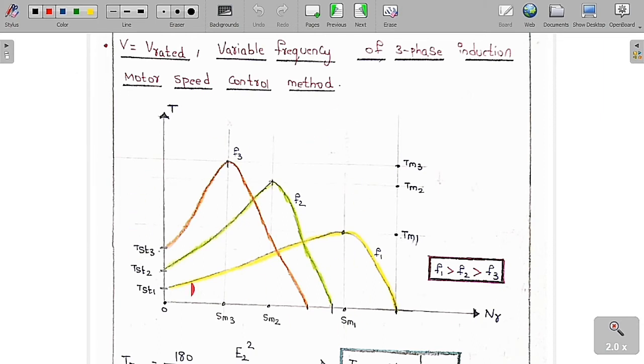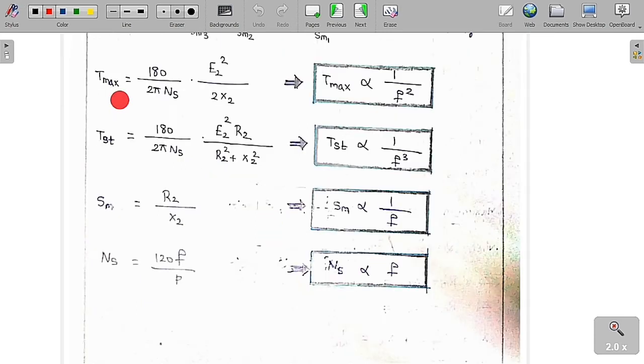Before analyzing these waveforms, let us know some of the basic equations regarding the induction motor. The maximum torque in a three-phase induction motor is 180 by 2 pi Ns into E2 squared by 2 into X2. See, E2 is directly proportional to E1 and E1 is directly proportional to V. E2 is the RMS value of the per phase voltage of the rotor winding, E1 is the RMS value of the per phase voltage of the stator coil, and V is the RMS value of the per phase supply voltage of the stator coil. So therefore we can say E2 is directly proportional to V.